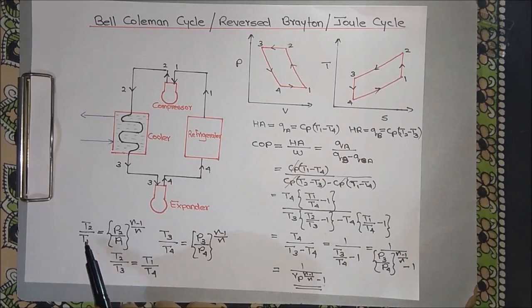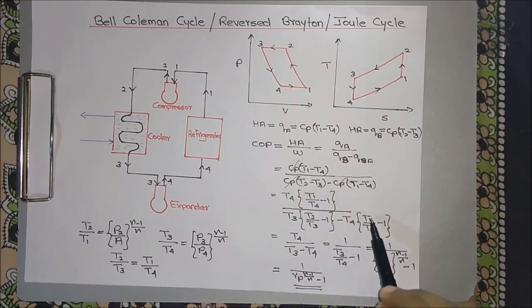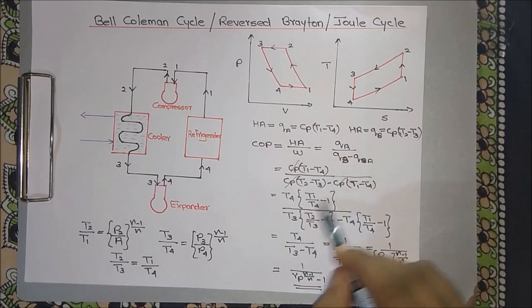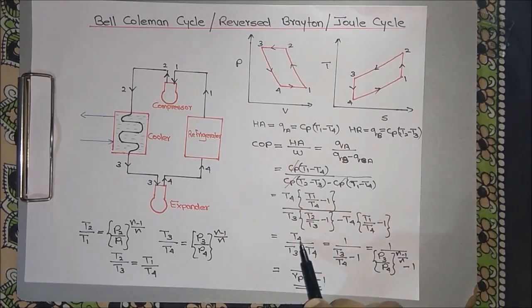Rearranging it, taking T1 here and T3 here, we get T2 by T3 is equal to T1 by T4. These are all equal, so these will get cancelled. So we will get T4 by T3 minus T4. We are again dividing the numerator and denominator by T4 because we need a ratio. That is our final objective. Dividing the numerator by T4, we get 1. Dividing the denominator by T4, we get T3 by T4 minus 1.